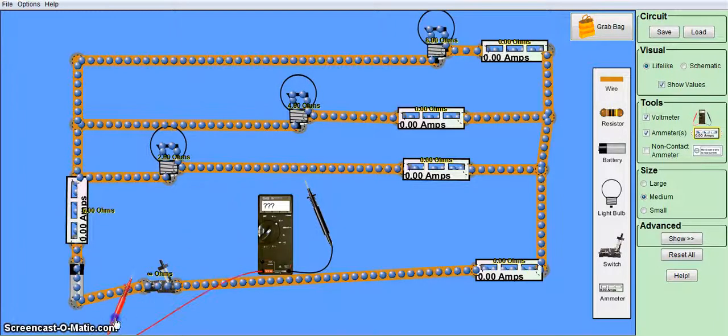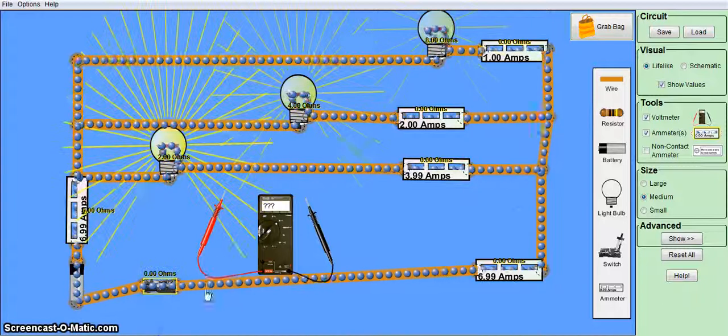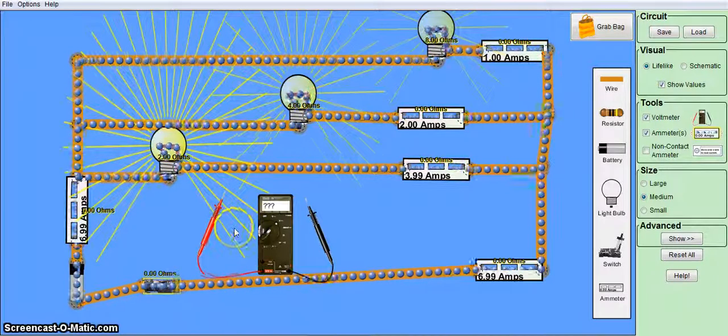In this video, I'm going to be using 8 volts for the battery. We have 3 light bulbs in parallel. We have 2 ohms, 4 ohms, and 8 ohms. Okay, so we're going to close the switch here. We see the simulation will light up and work.